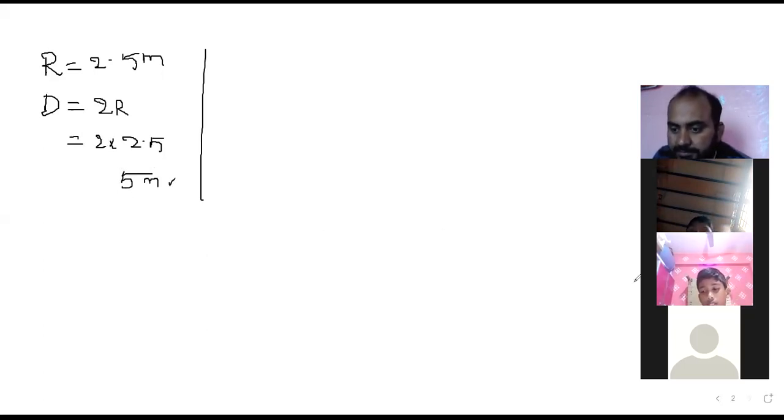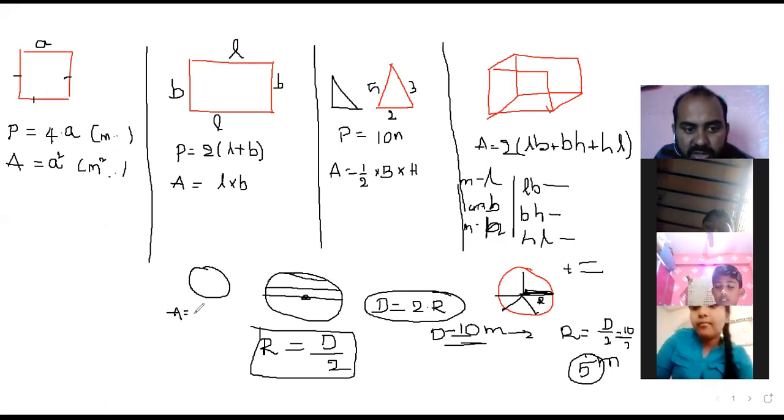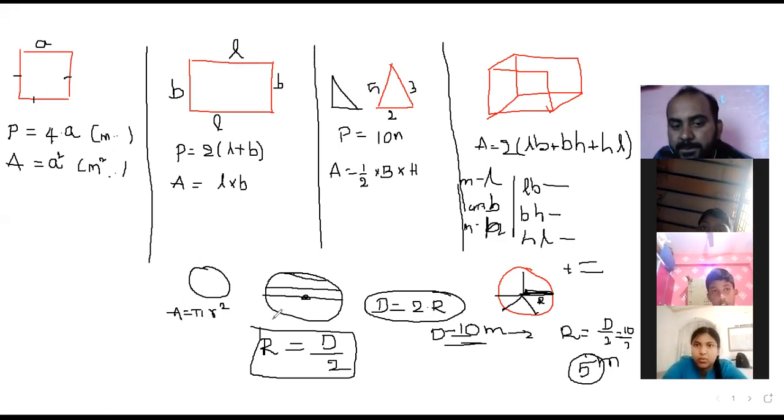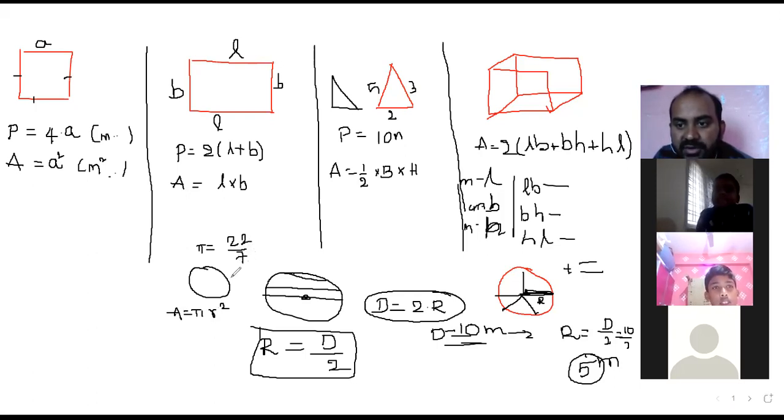Now, see here, the major formula for the circle is the area. What is the area formula, sir? Area is equal to pi into r square. Pi into r square. What is the pi value? Anybody knows? This symbol is called pi. Anyone knows what the pi value is? Pi is 22 by 7. Excellent. Pi value is 22 by 7.